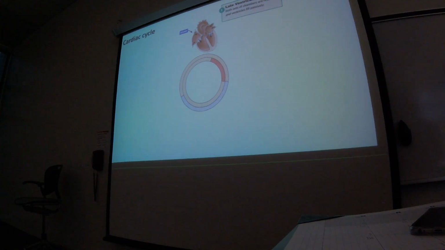So here, we're going to start at step 1. And this is late ventricular diastole. So diastole means the ventricles are not contracting, they're at rest. But this is also when the atria are at rest. So this is also atrial diastole. And so at this point here, the ventricles and the atria are passively filling.